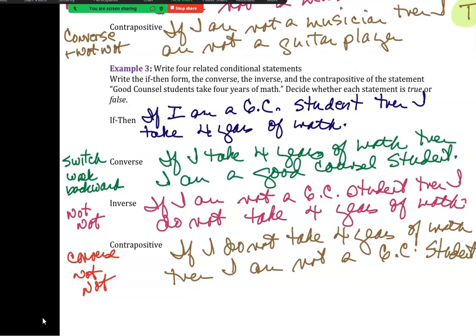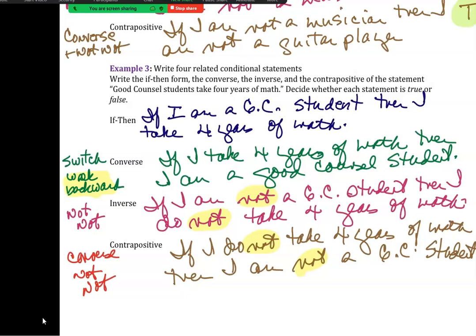Okay, so let's analyze these a little bit. In terms of what I'm seeing, the converse, I have to walk backwards. The inverse, I go back up to the original if-then, and I not it. The contrapositive, I take my converse, and I not it. Okay, let's talk about what's true and what's false.